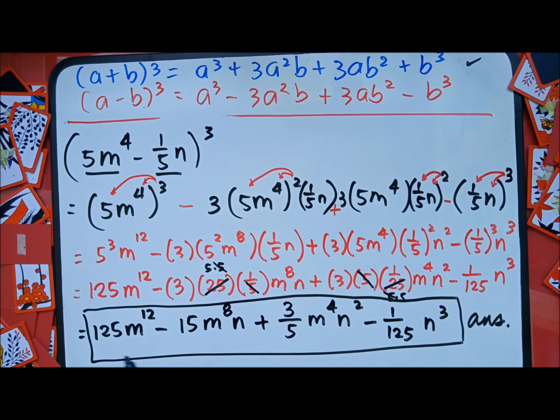Okay, question. 125, check. 25 is equal to 5 times 5, then 5 divided by 5 will be cancelled out. What will remain is 3 times 5 is 15, m raised to the 8th power, n raised to the 1 power. Then 25 is 5 times 5, 5 divided by 5 will be cancelled out, so 5 will remain as your denominator, 3 as your numerator. 3 times 1 is 3 over 5, m to the 4th power n squared, minus 1 over 125 n cubed. Okay, so that's it.